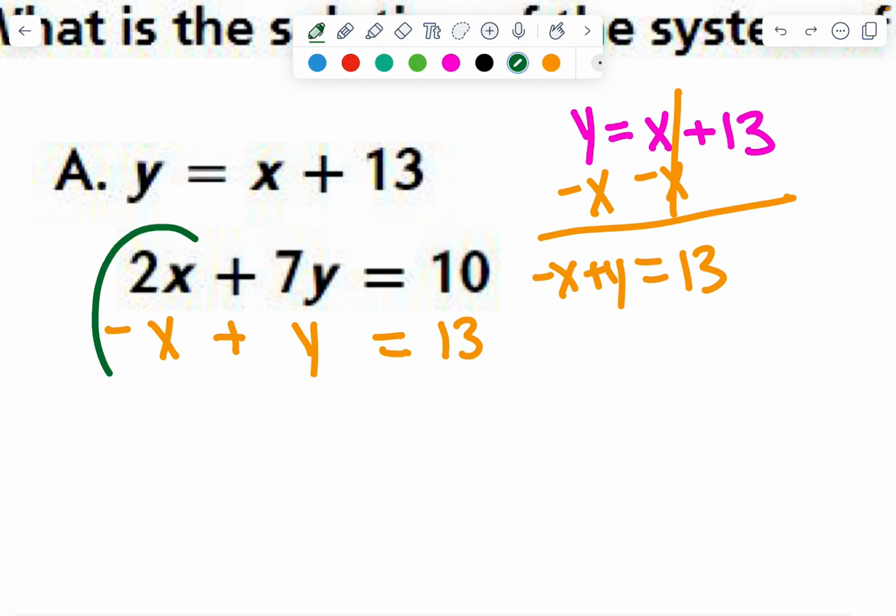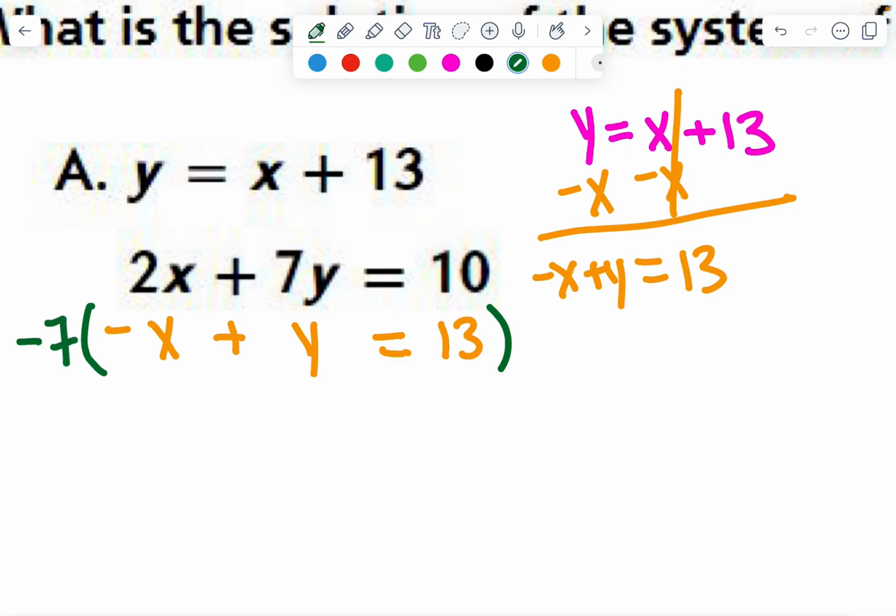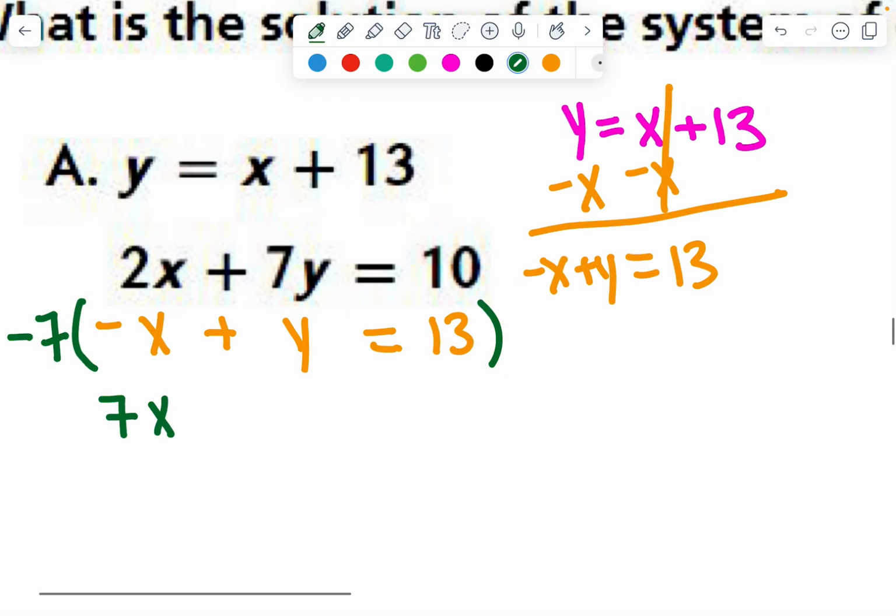You could also make these two opposites. It doesn't matter as long as you're doing the steps correctly. You're going to end up with the same answer. So if I want these two to be opposites, I'm going to multiply the bottom equation, or the orange equation, by negative 7. And we're multiplying the entire equation. Negative 7 times a negative x is going to be a positive 7x. Negative 7 times y is a negative 7y.